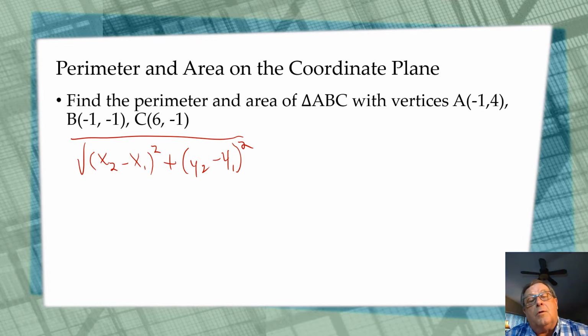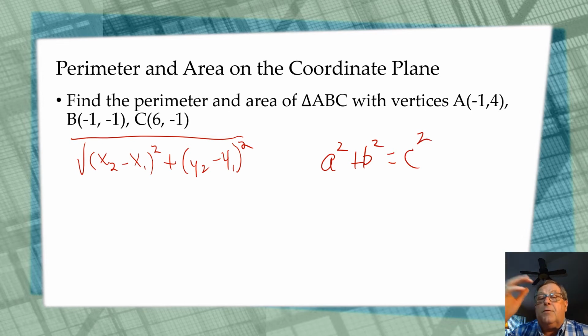Also, another one that we're going to use: if we've got a right triangle, we can find either a leg or the hypotenuse using the Pythagorean theorem, which is a squared plus b squared equals c squared, where a and b are the legs of the right triangle and c is the hypotenuse.